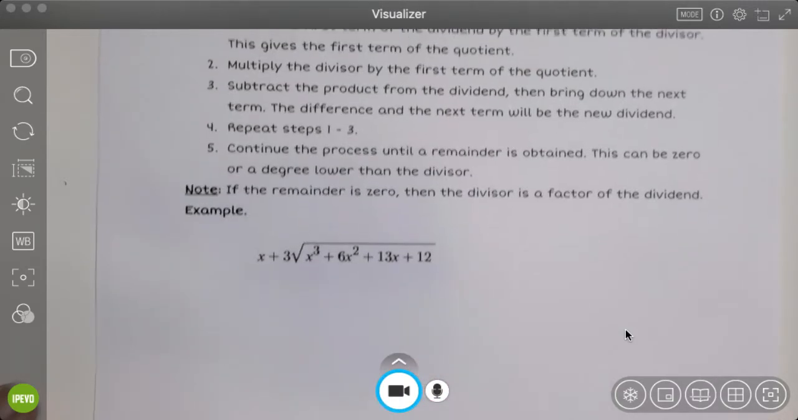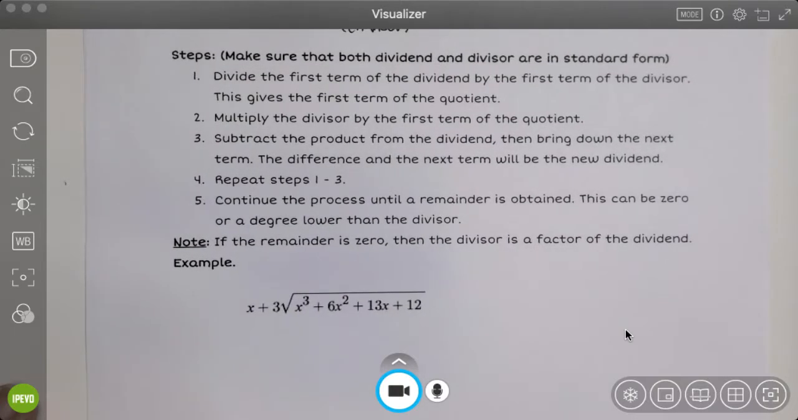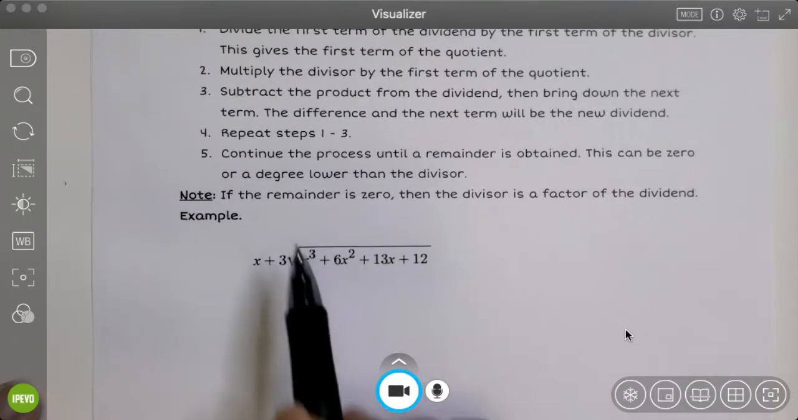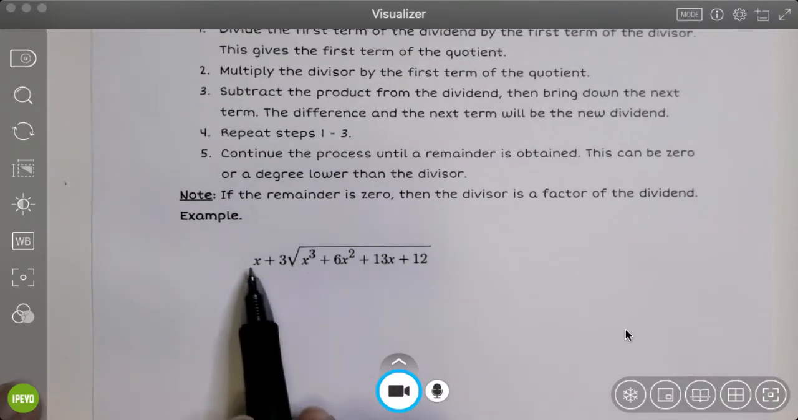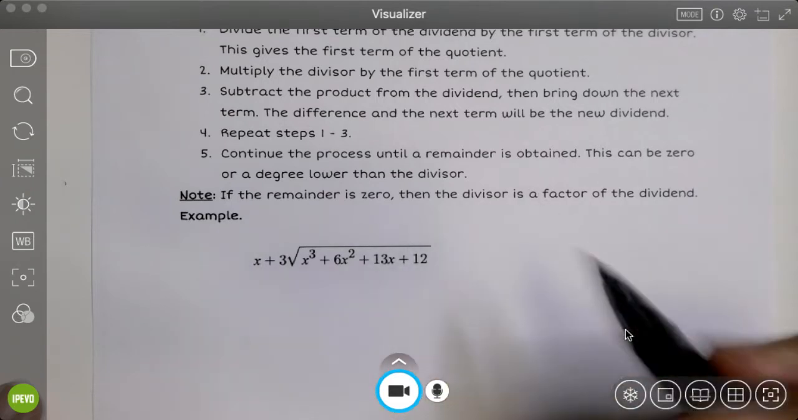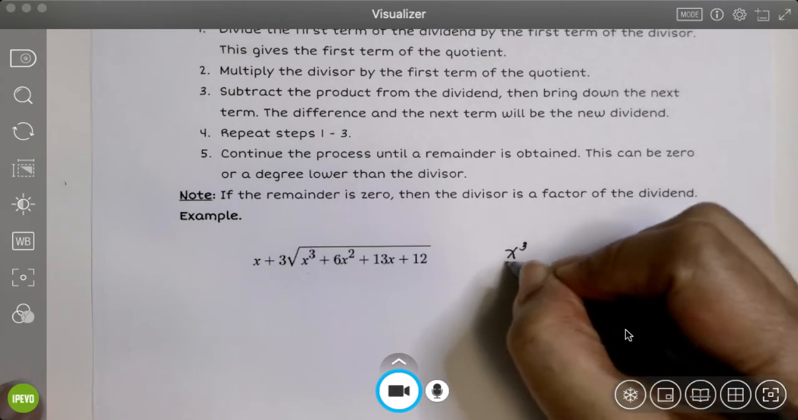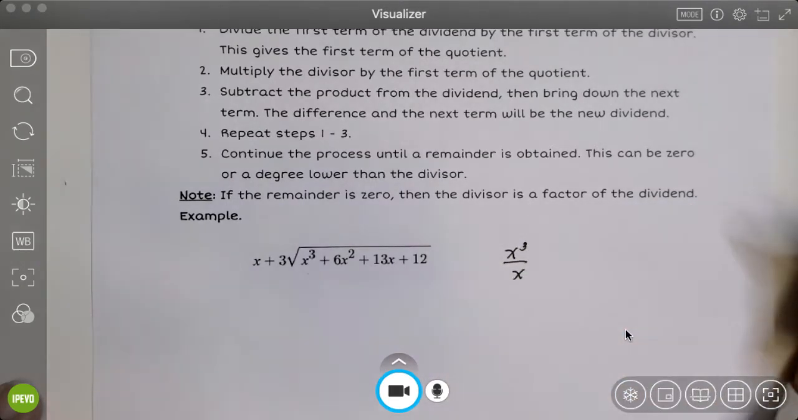Step 1 is to divide the first term of the dividend by the first term of the divisor. The first term of the dividend is x cubed. The first term of the divisor is x. So basically, we will divide x cubed divided by x.